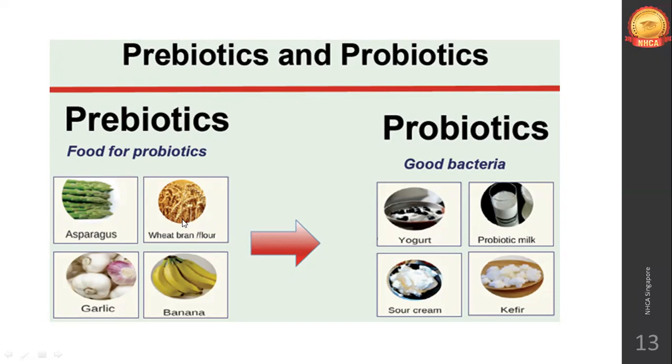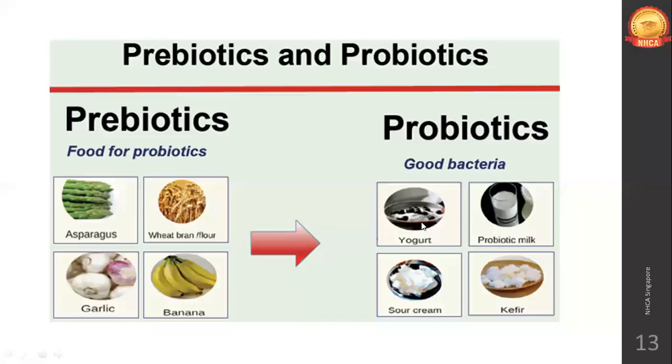when you get your atta from your local vendors, you don't sieve it. Use the bran as well. Even if you're sieving it, use the leftover bran, put it back into the atta and then use it. Wheat bran is a good prebiotic. Bananas are a good prebiotic. Garlic as well. Probiotic is when you are already having good bacteria in your food.